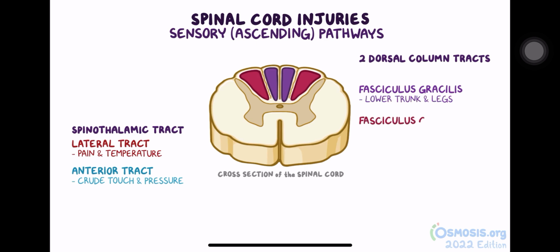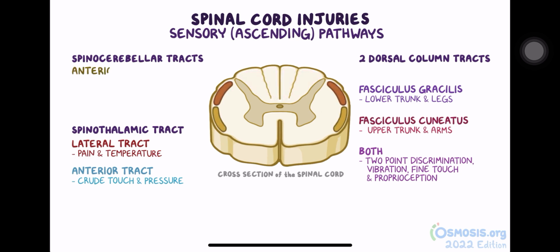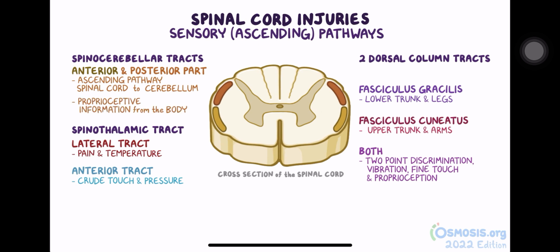Next, there are two dorsal column tracts, the fasciculus gracilis, which carries sensory information from the lower trunk and legs, and the fasciculus cuneatus, which carries sensory information from the upper trunk and arms. These tracts both carry sensations such as two-point discrimination, vibration, fine touch, and proprioception. Then there's the spinocerebellar tract, which has an anterior and posterior part. These are ascending pathways from the spinal cord to the cerebellum and carry proprioceptive information from the body.